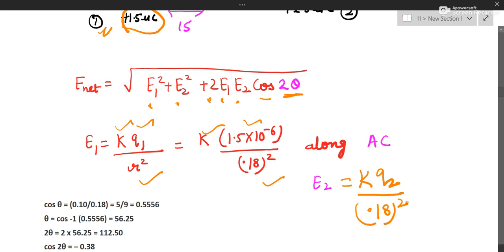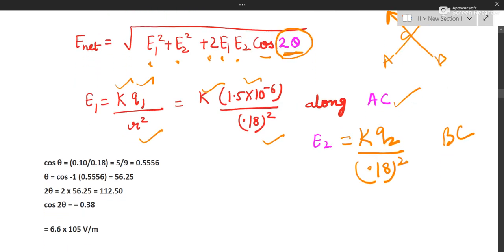And what about the direction along? Along is to be written. I have told you, along is this and this. So one I have written along AC and one will be along BC. Now the problem is how to substitute this part.